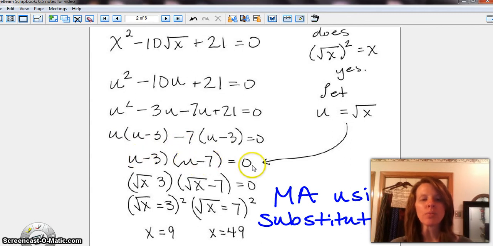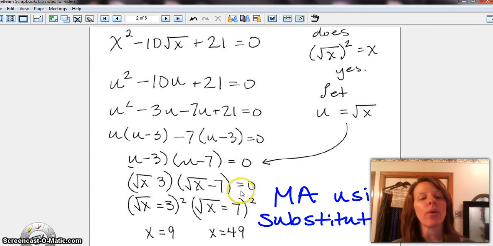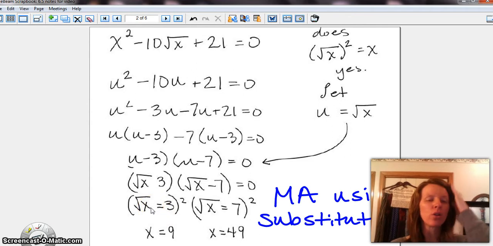And at this point, we go back in and replace that u, which we had originally set equal to the square root of x. And so now this u minus 3, I missed my subtraction sign, is the square root of x minus 3. And we have the square root of x minus 7 equal to 0. And remember, these are now two small equations. If we solve those, we have the square root of x is now equal to positive 3, because we had to move that over to the other side to solve it because that was equal to 0. And then we now have the square root of x is equal to 7.